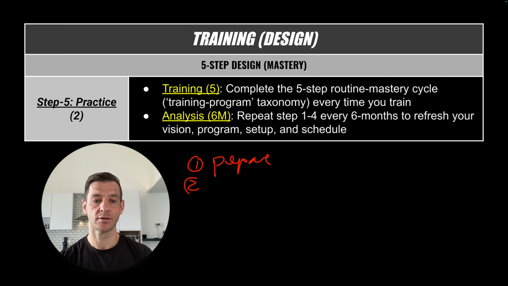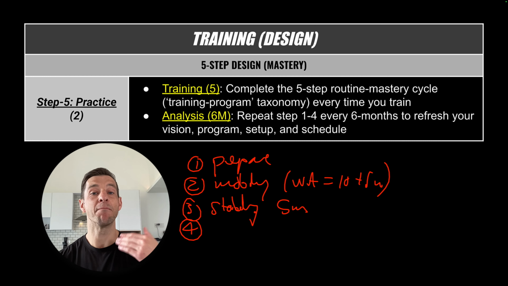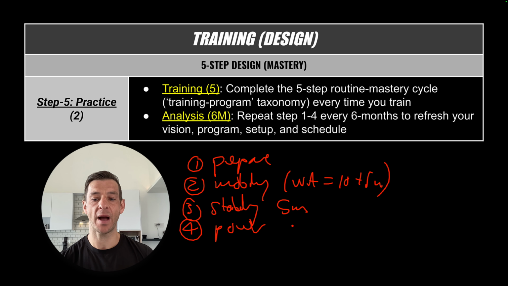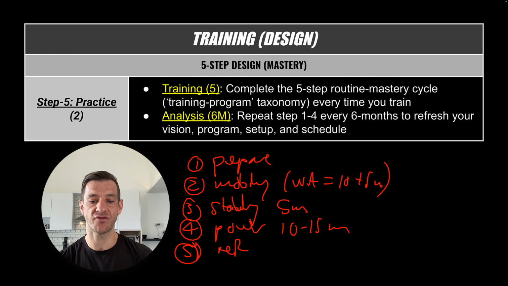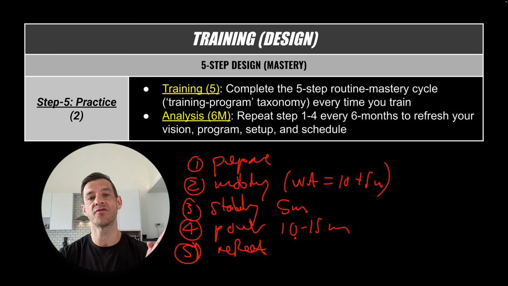Number 2, start your routine with your mobility work. This will serve as your warm-up, lasting roughly 10 to 15 minutes. Number 3, your stability work, lasting roughly 5 minutes. Number 4, the main strength, speed, or endurance event for that routine. So that will be your power, which is 10 to 15 minutes. And finally, step number 5, reflect on your results. Take down notes of anything that you could improve for the following routine.